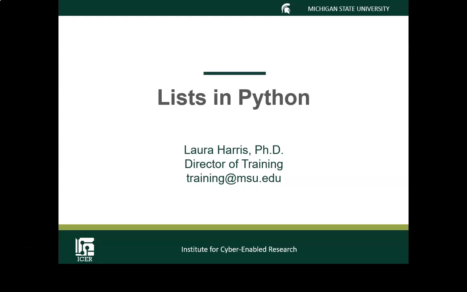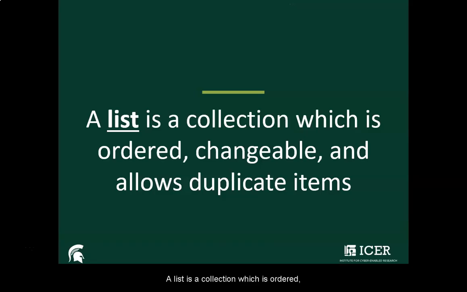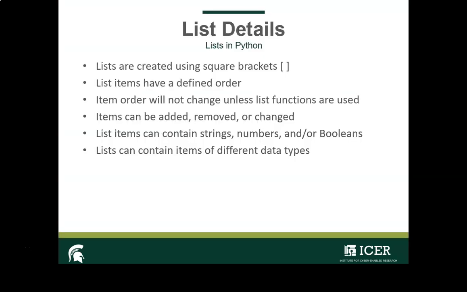Let's get started. A list is a collection which is ordered, changeable, and allows for duplicate items. Lists are created using the square brackets shown here. List items have a defined order, and the item order will not change unless list functions are used. Items can be added, removed, or changed.